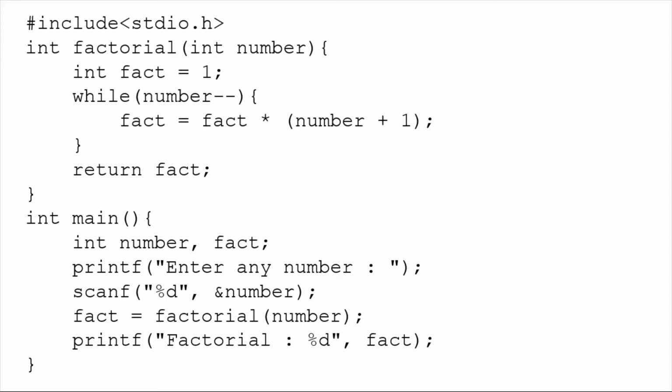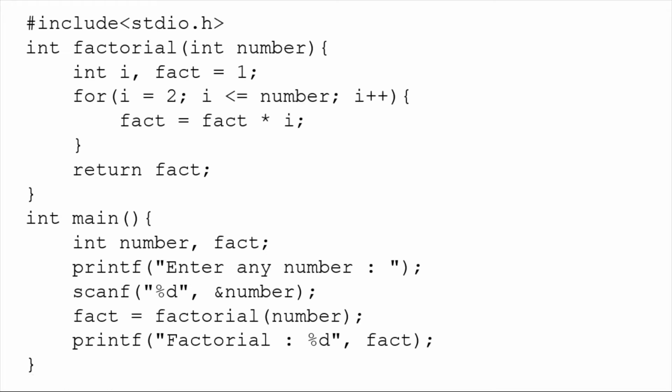Now anything multiplied by 0 is 0, and even if we exclude the 0, 4 into 3 into 2 into 1 will result into 4 factorial. Hence we wrote here number plus 1, that will add 1 to the entire sequence. Hence it will become 5 into 4 into 3 into 2 into 1. So that's all about the while loop.